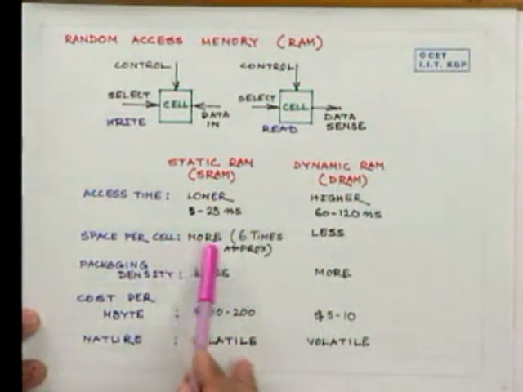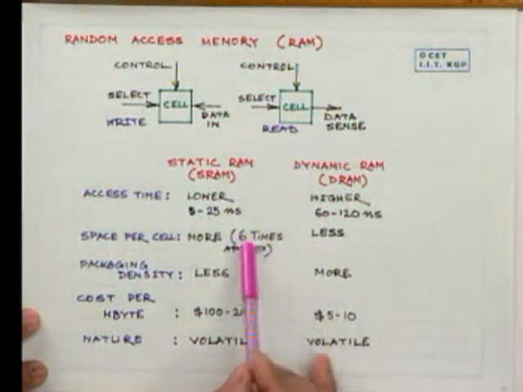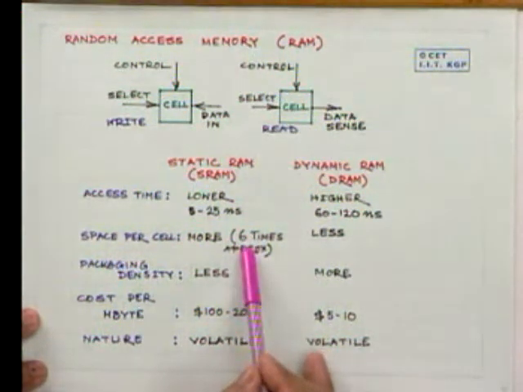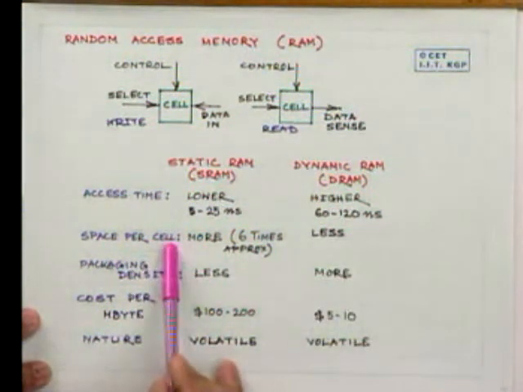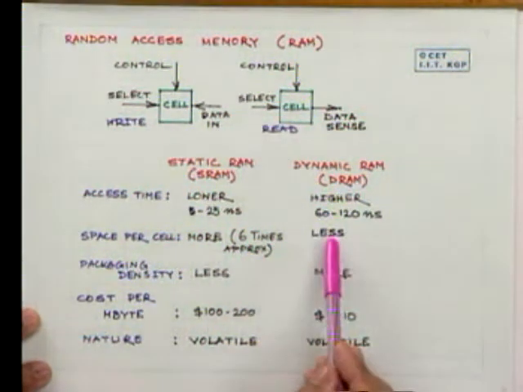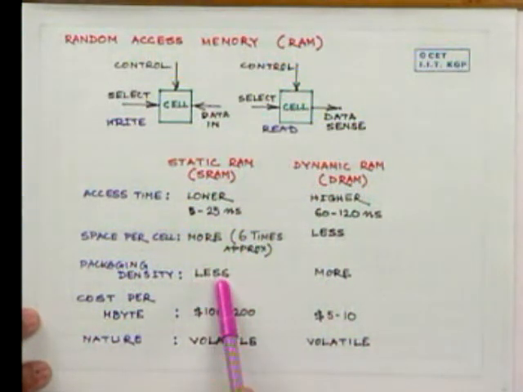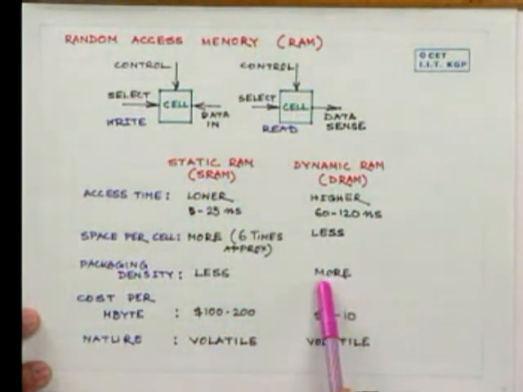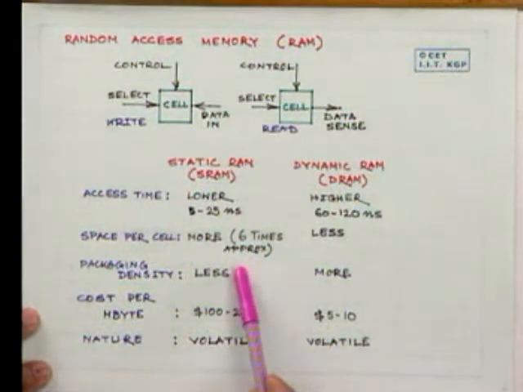Space per cell is much more here because, as I said, it is an interconnection of active devices, I mean transistors. More or less 6 transistors are needed, whereas the dynamic RAM needs only 1 transistor. And therefore, the space per cell is more in the case of a static RAM than in the dynamic RAM, approximately 6 times more. So, the packaging density is less in the case of a static RAM, whereas here it is more. And therefore, the number of bits that you can contain in a chip is much more in the case of a dynamic RAM than in the case of a static RAM.